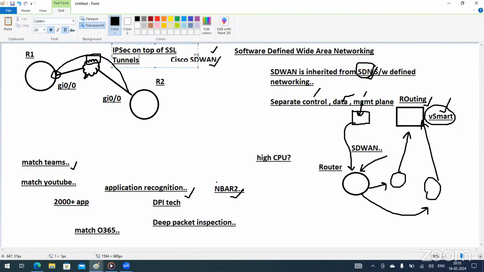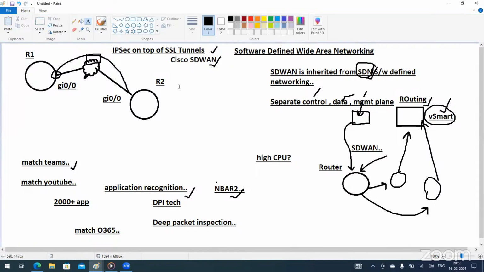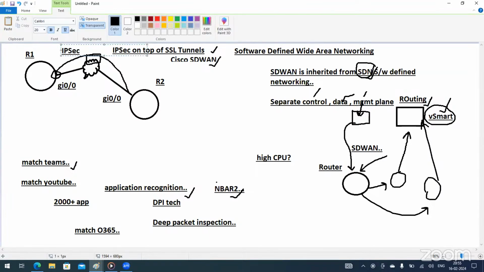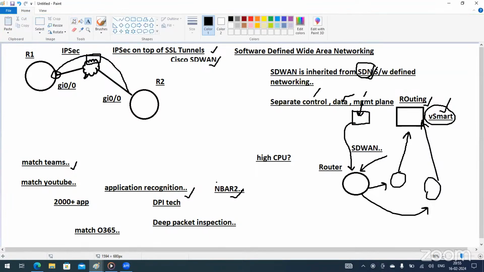So we have additional layers of security, right? Although in traditional network also we have IPsec, but that is only IPsec. Here, IPsec tunnels are built on the top of SSL tunnels. So we have like VIPs, they are given 7 layers of security. So we have similar thing here.